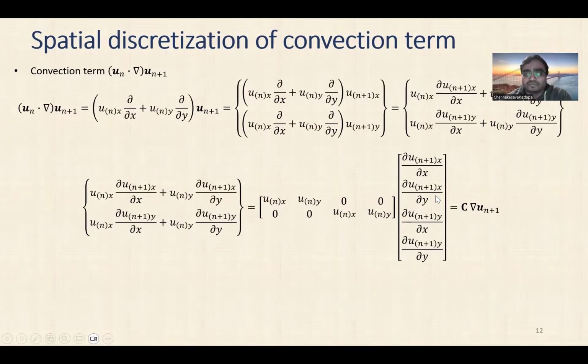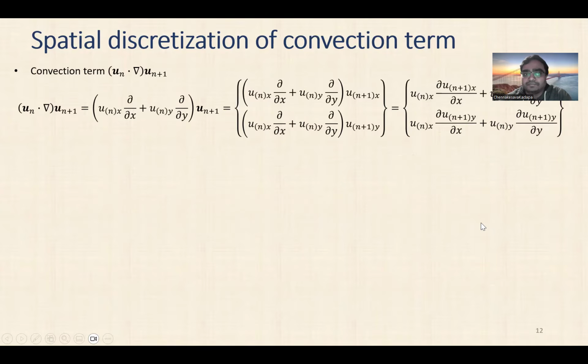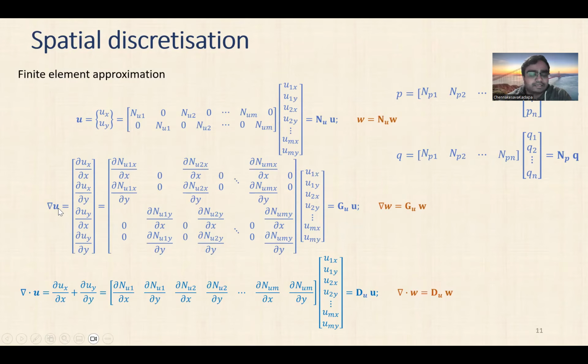I'm writing this 2 by 1 vector as a product of matrices, 2 by 4 and 4 by 1. This matrix we can calculate based on the previous velocity, and this is the gradient of velocity matrix. The gradient of velocity we write as a vector: ux by ux, ux by uy, uy by ux, uy by uy. We should not swap them, because if we swap, we will have some issues. Whatever convention we use here, we have to use it everywhere else.